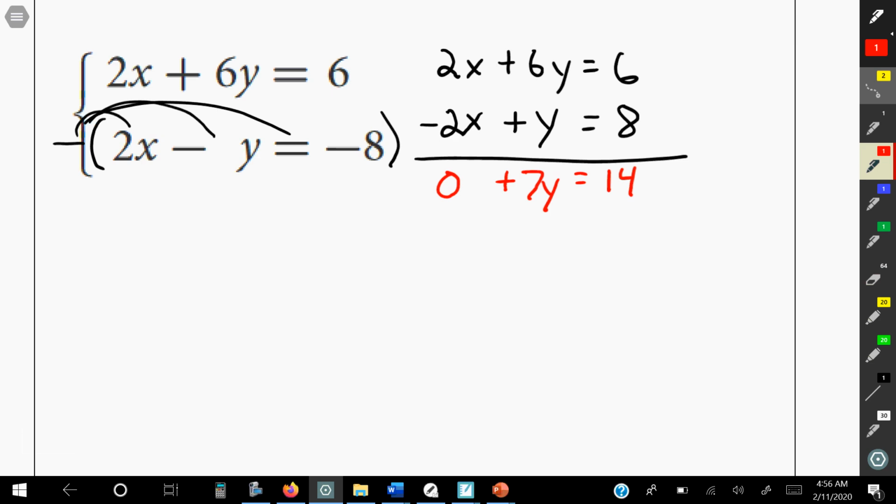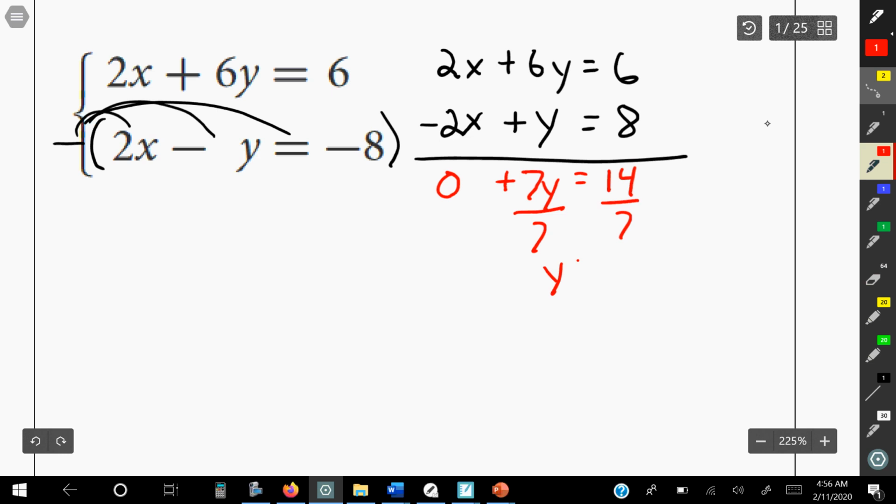And keep in mind, you can eliminate any variable. Here, on the previous one, we eliminated the y. Here, we're eliminating the x. You just look for the one you can't eliminate. Now I'm just going to divide by 7 here, and y is equal to 2.